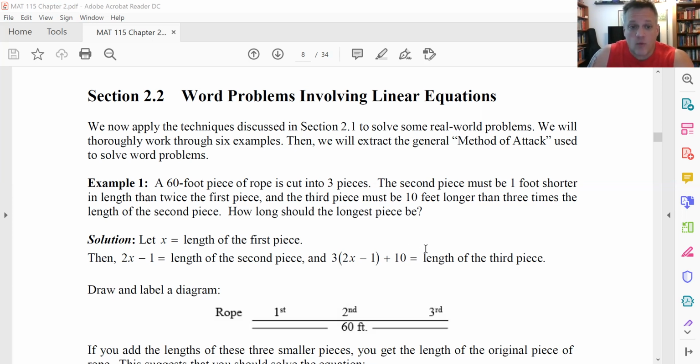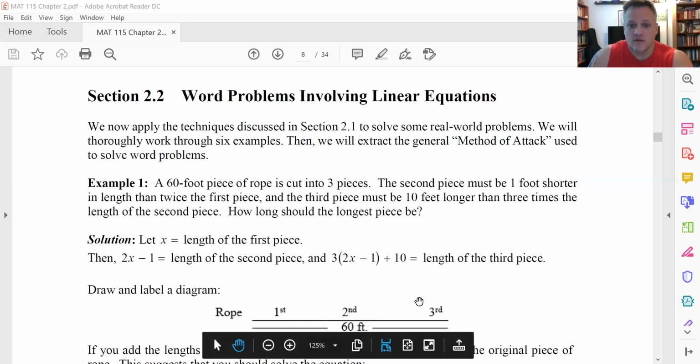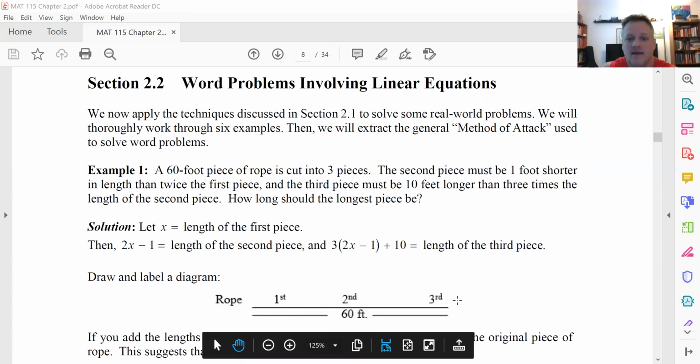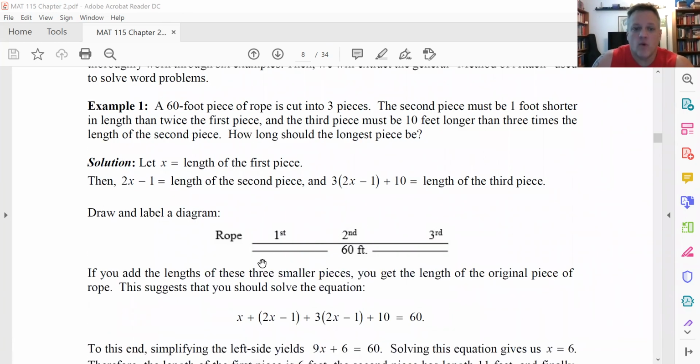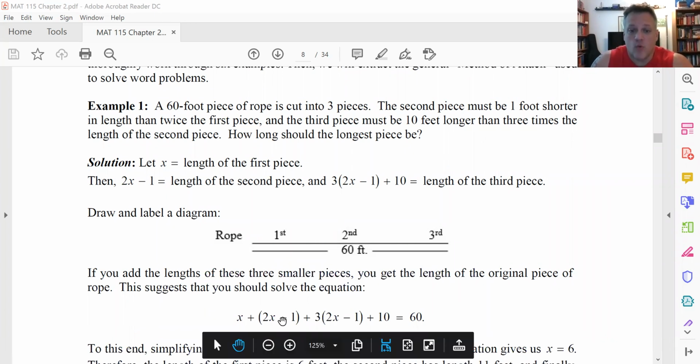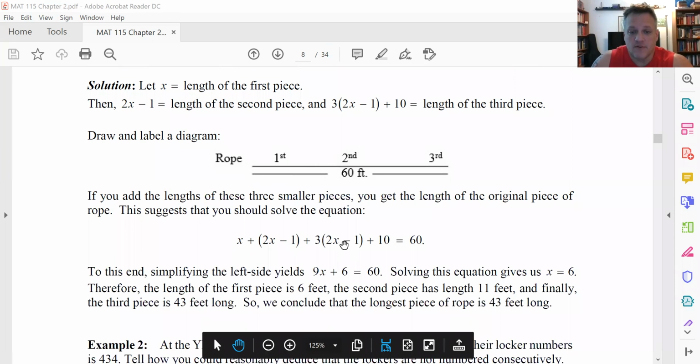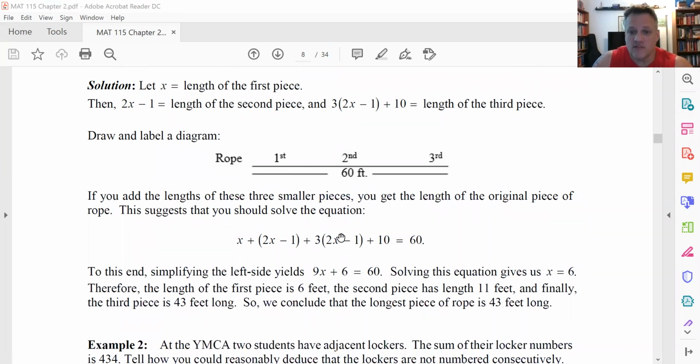All right, so now we have the lengths of these 3 pieces of rope. Just imagine that you had cut it into 3 pieces, 1, 2, and 3. We know the sum of these lengths must be 60 feet. And so we get the equation, the sum of those 3 lengths is 60. All we have to do now is solve this equation and determine what x is.